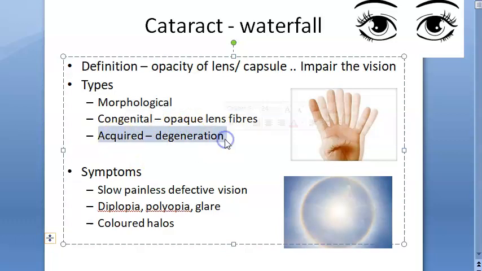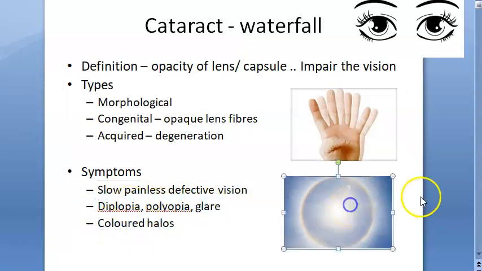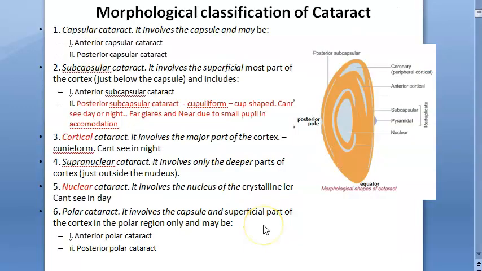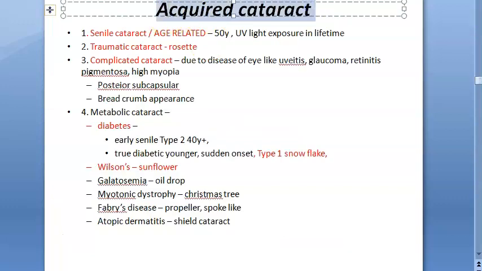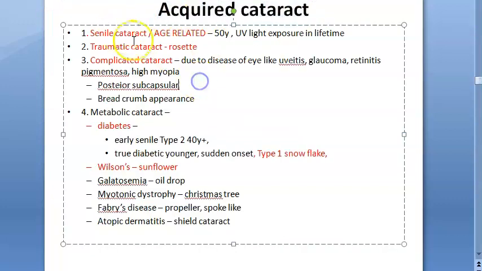Remember, acquired is because of degeneration. Symptoms of these people will be slow, painless, defective vision. Painless it will be, slowly they will lose vision. Diplopia, polyopia, glare they will have, and they can see colored halos. So in the last video we have looked at the morphological classification and we looked at the congenital classification. In this video let us look at the classification of acquired cataract.